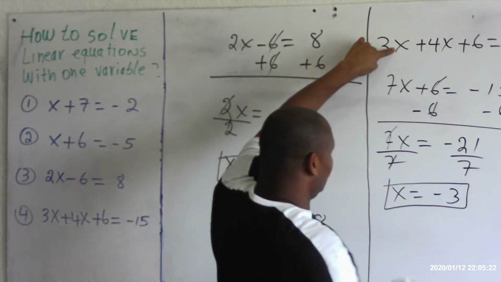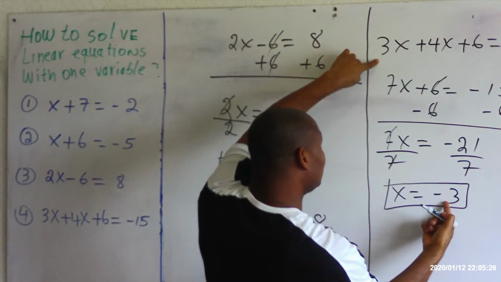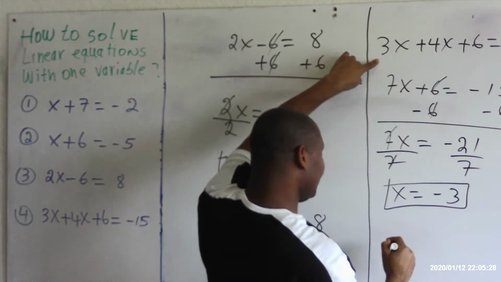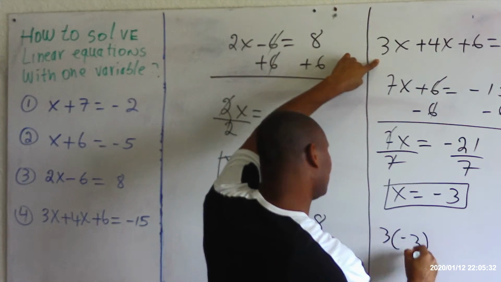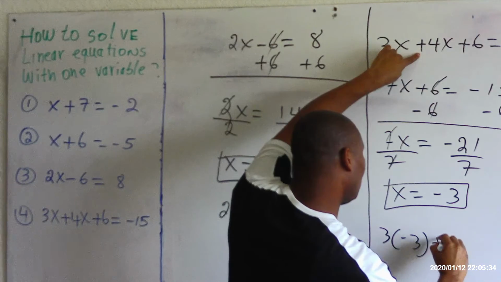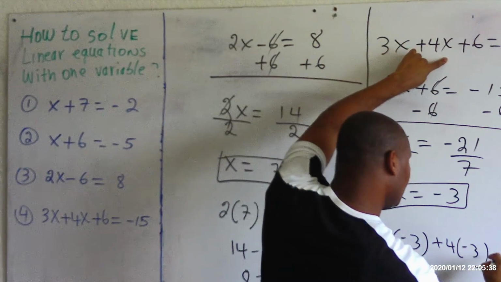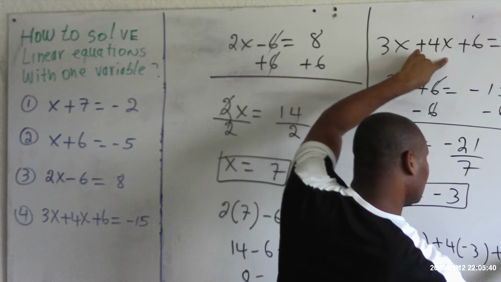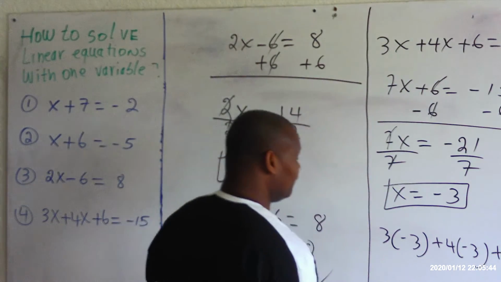Let's check. So we have 3, I'm going to take negative 3, replace x by negative 3. So 3 times negative 3, plus 4 replaced by negative 3, so plus 6. The whole thing must be equal to negative 14.